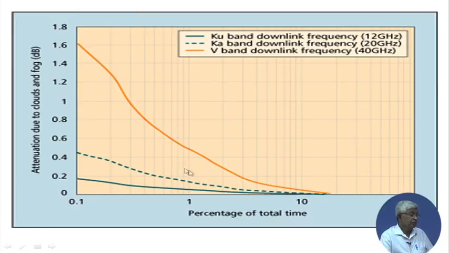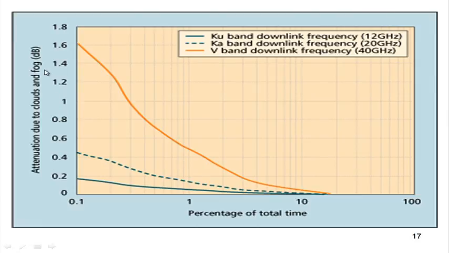Here I have shown some other plots, that is percentage of the total time attenuation due to cloud and fog. Again for different frequencies, 12 gigahertz, 20 gigahertz, 40 gigahertz, etc. So there are these different plots of fog in dB, but you can see the values of the dBs are much lower compared to the rain at a different percentage of time at different frequencies.